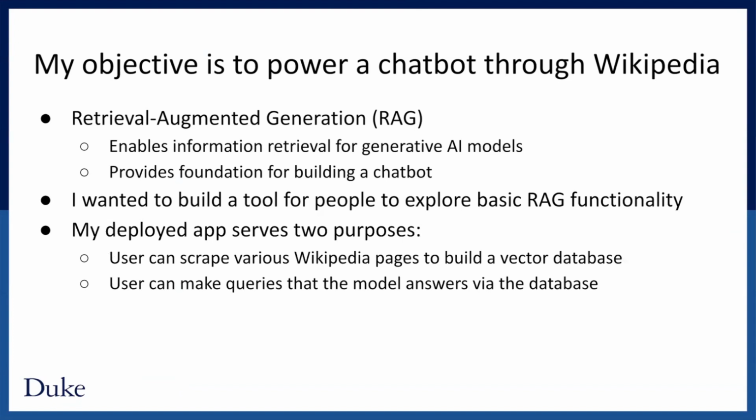So my deployed app serves two purposes. The user can scrape various Wikipedia pages to build a vector database, and it could be just one page or several pages, and all they have to do is input a title of a valid Wikipedia article. And the user can make queries that the model answers via the database. So once the user has accumulated all the Wikipedia articles that they would like in their vector database, then they can make queries, and then presumably the model would answer questions that the user poses given the information in the Wikipedia articles.